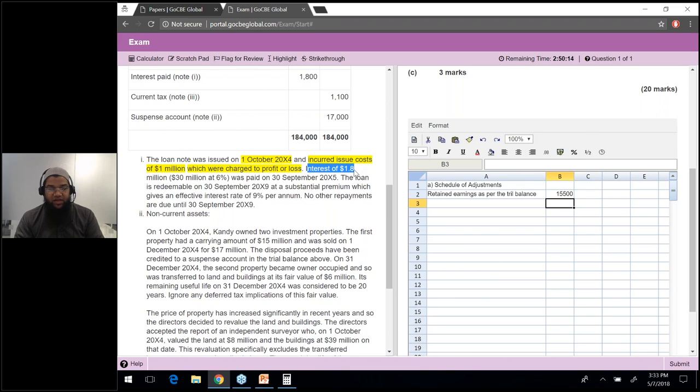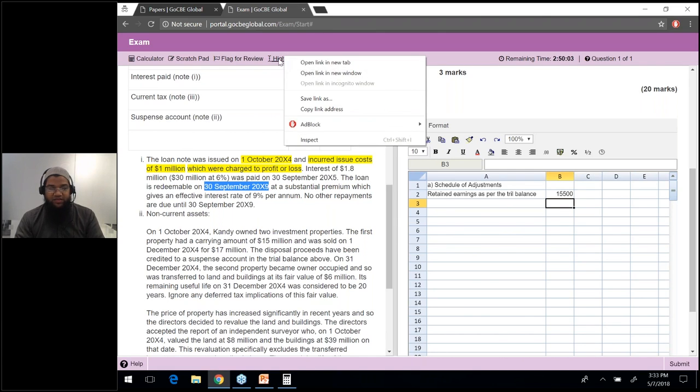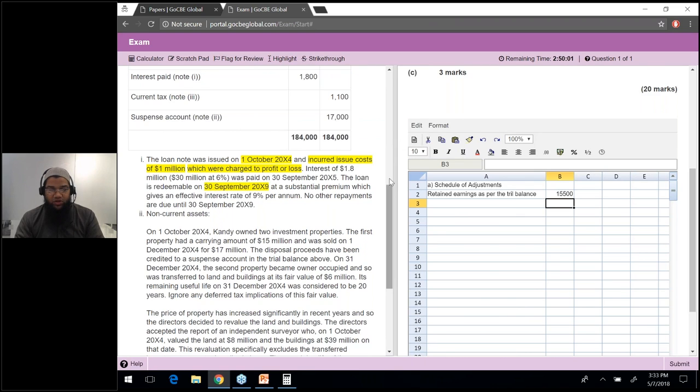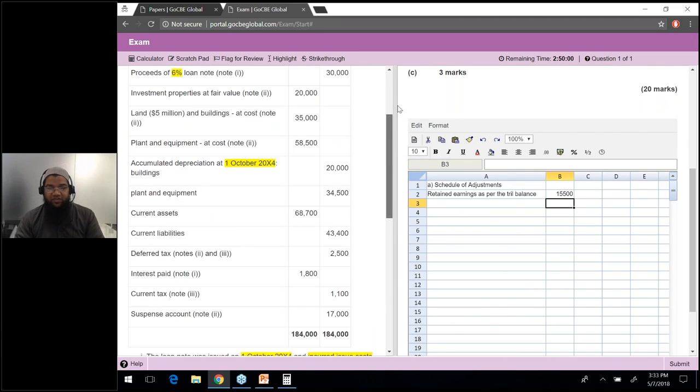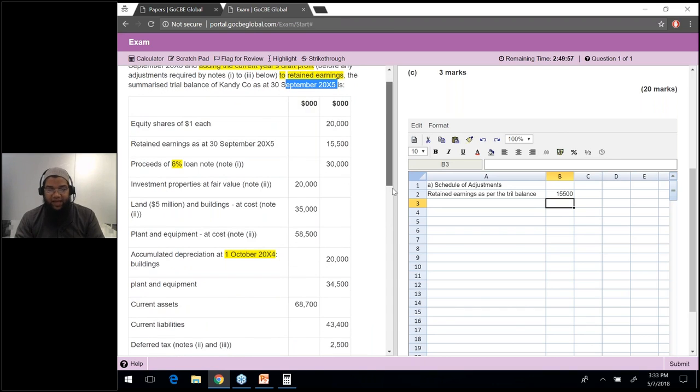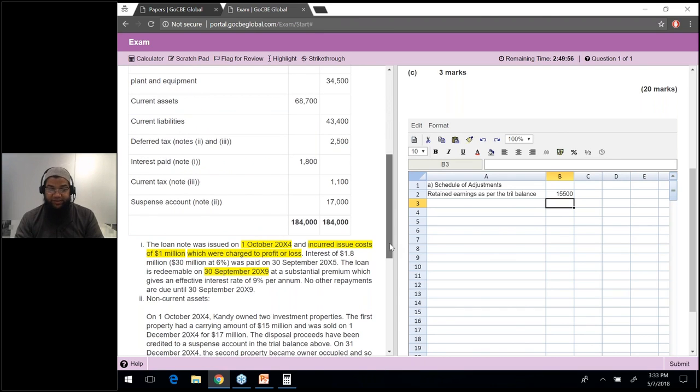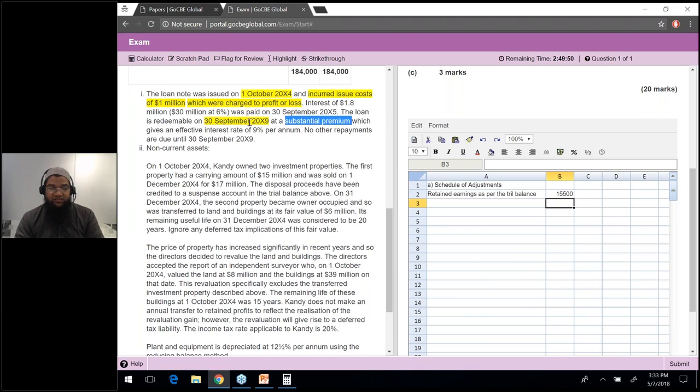Interest of 1.8 million was paid on 30th September 2025, which is also given in the trial balance. The loan is redeemable on 30th September 2029, which means that our year end was 20X5 and the loan will be repaid in 20X9, which means that this is a non-current liability. At a substantial premium, which gives the effective interest rate of 9% per annum. No other repayments are due until 30th September 2029.